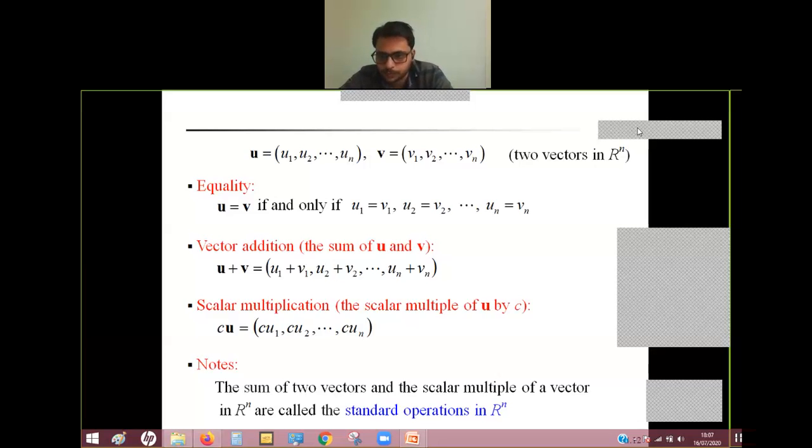Now, the two operations which are very important to tell whether any space is called a vector space or not. For understanding the definition, you should know all the details of these two operations. Which are those two operations? Vector addition and scalar multiplication.